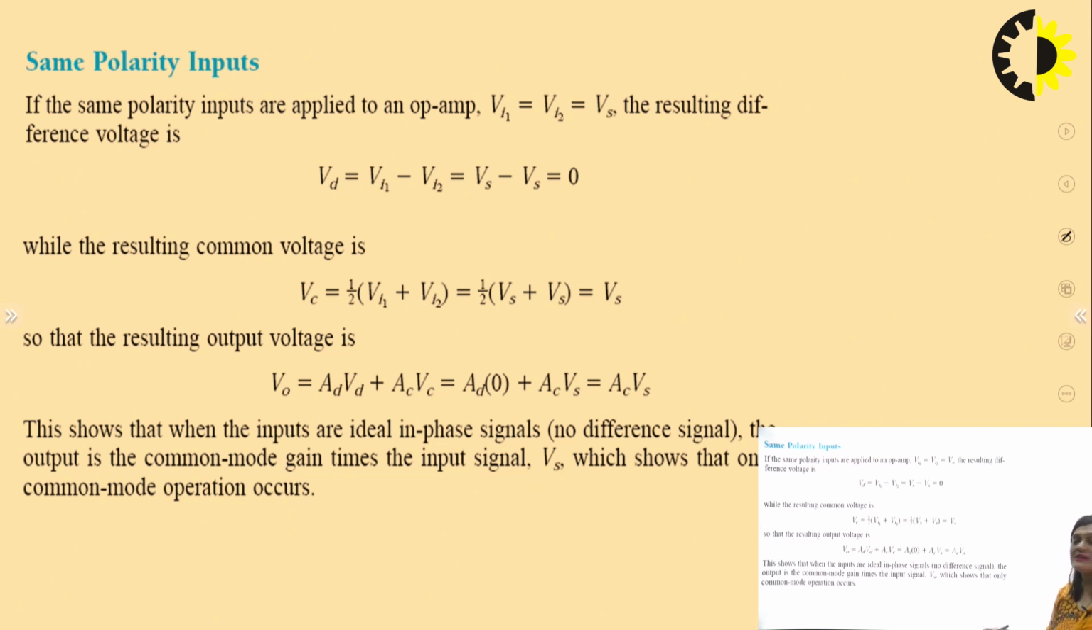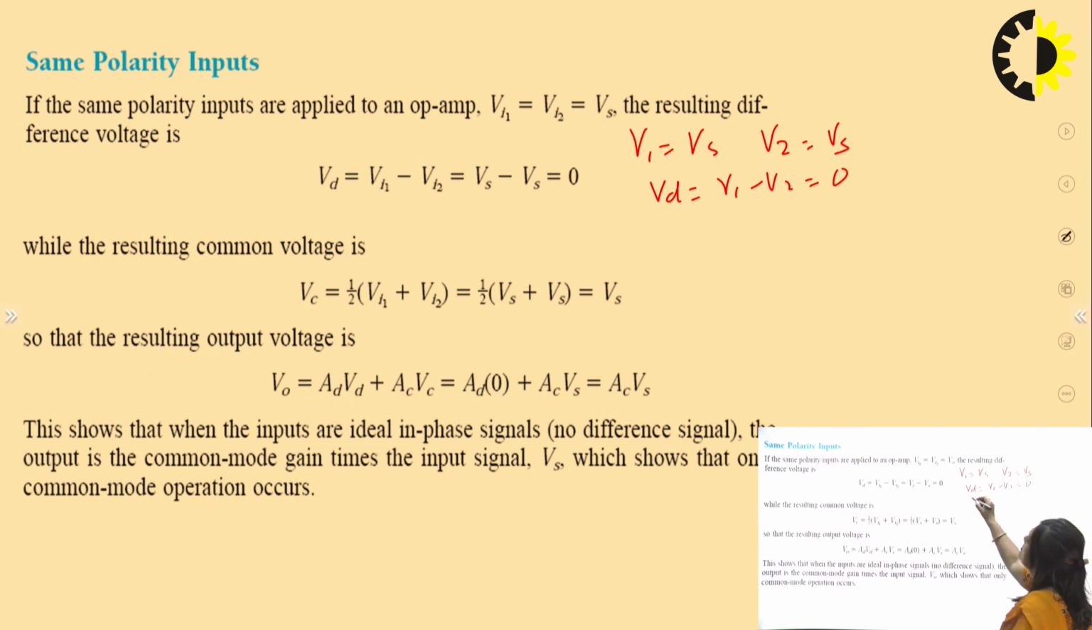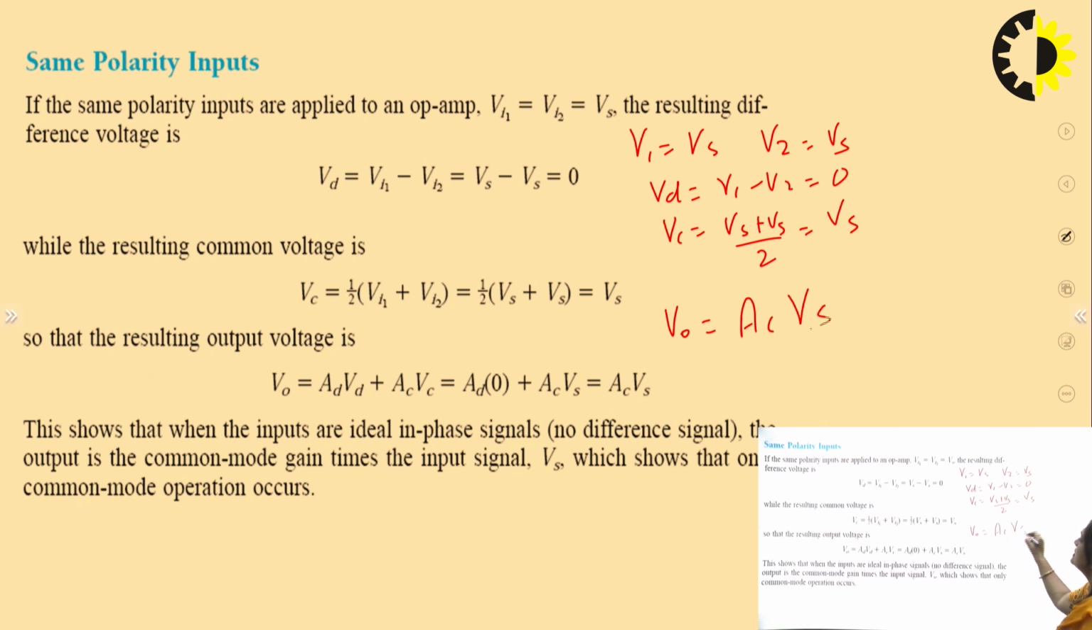If the same polarity inputs are there, like V1 is Vs and V2 is also Vs, then in that case Vd will be V1 minus V2, which is 0. And Vc would be equal to Vs plus Vs divided by 2, so it will be Vs. So the total output would be equal to AC multiplied by Vs. So if we have the same polarity inputs, the differential mode output will be 0.